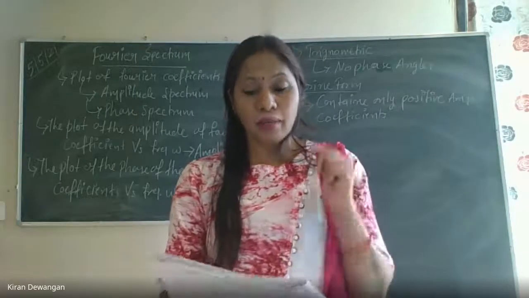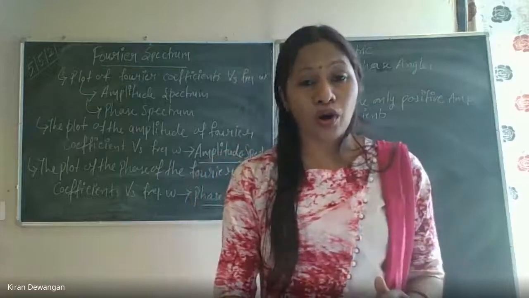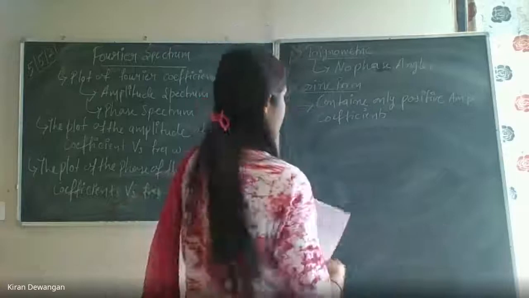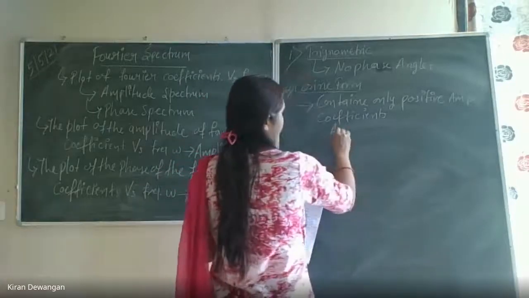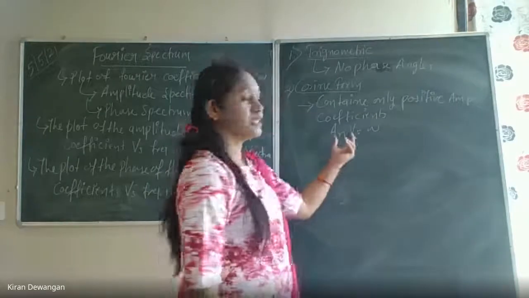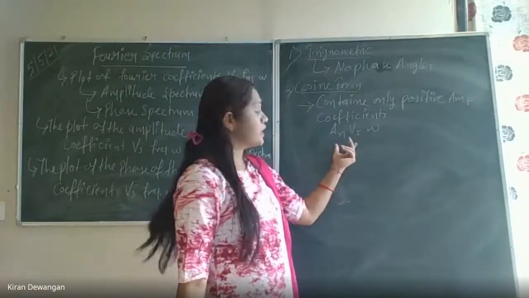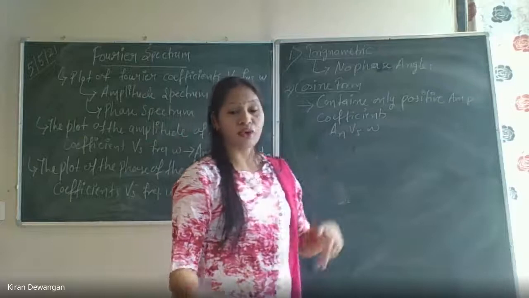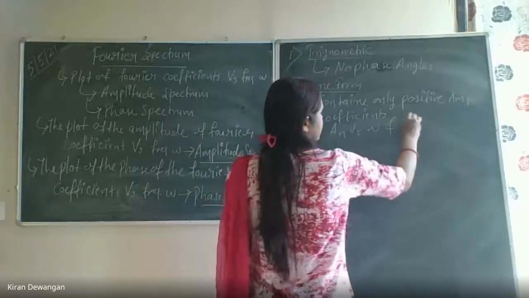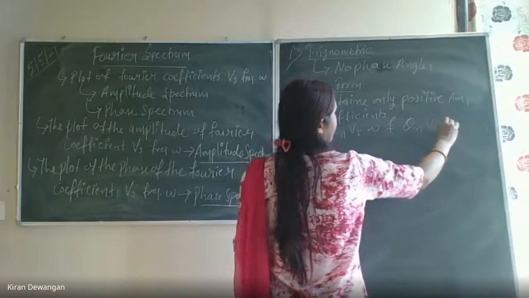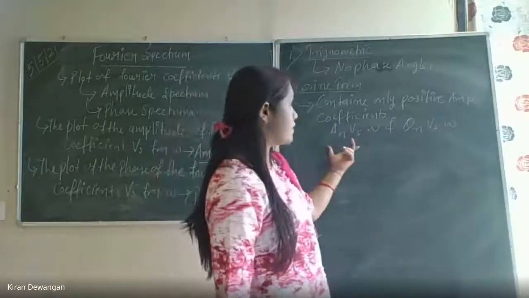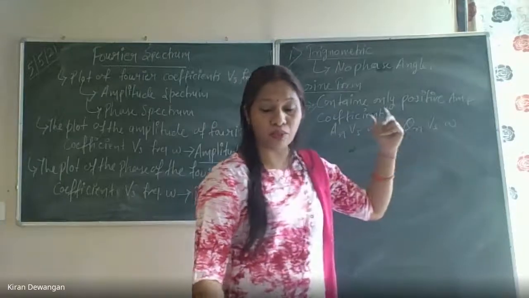Therefore we can plot the amplitude spectrum, that is an. What can we plot here? an versus omega, where an is the amplitude in case of cosine, as well as the phase, theta n versus omega. We can plot both, an versus omega and theta n versus omega.